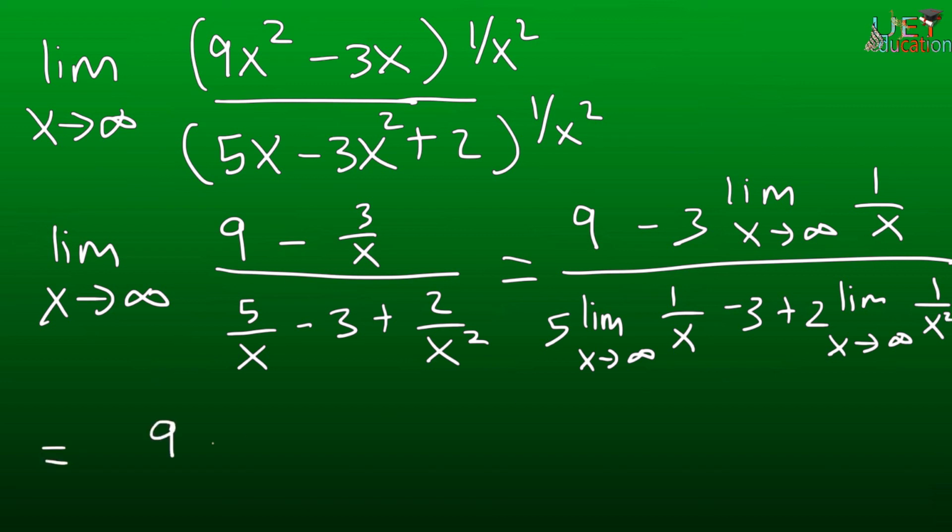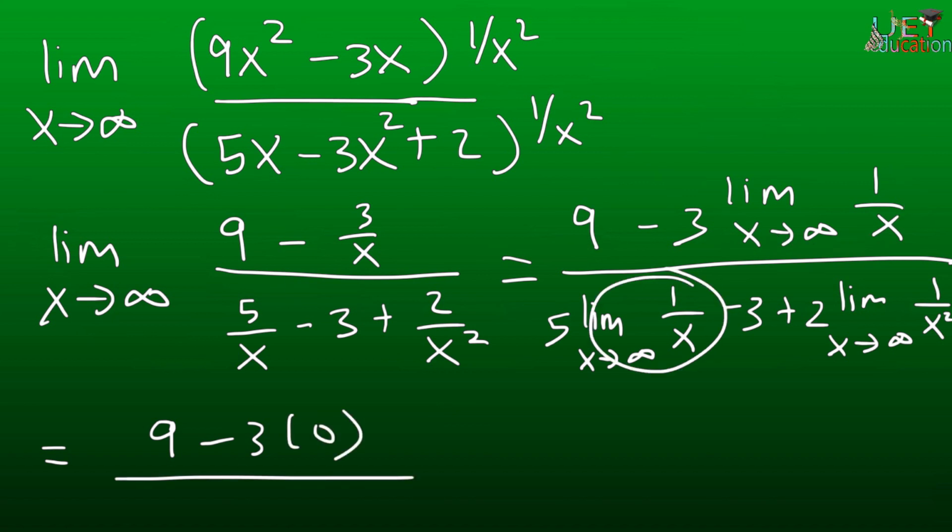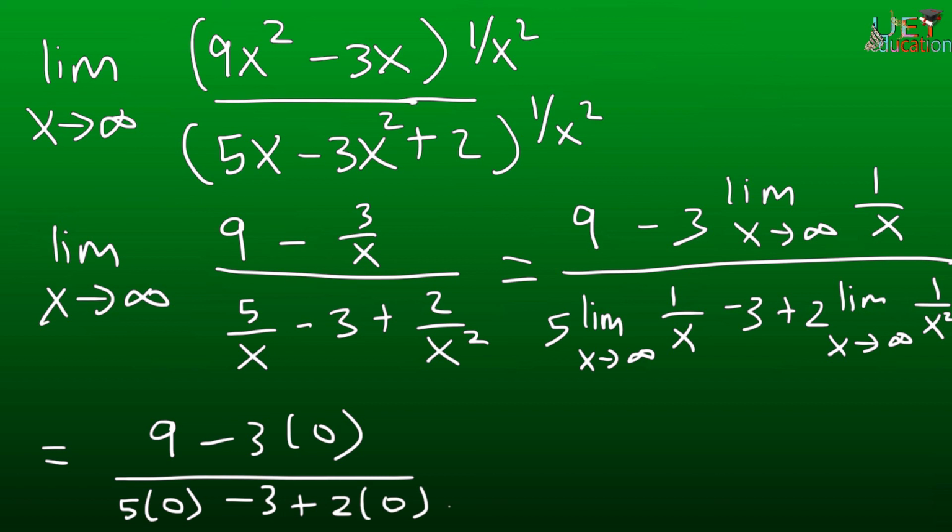And so this is going to be 9 minus 3. This is going to become 0. And that's going to be 0 as well. So that's 5 times 0 minus 3 plus 2 times 0. Because this one is still bottom heavy. So this becomes 9 divided by negative 3, which the final answer is negative 3.